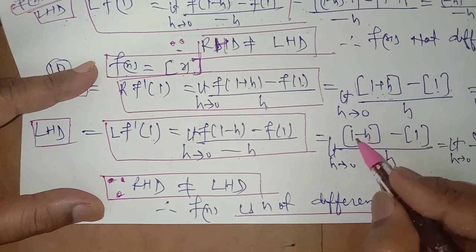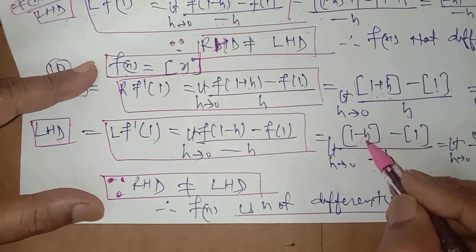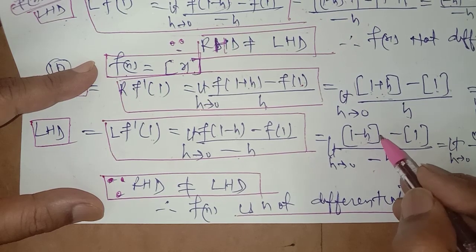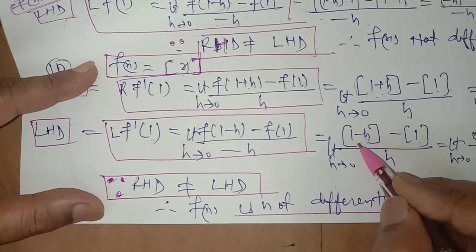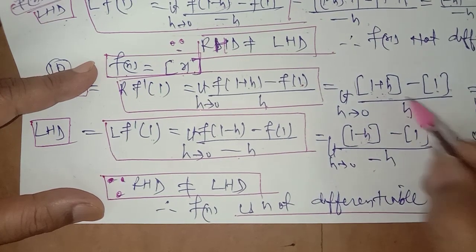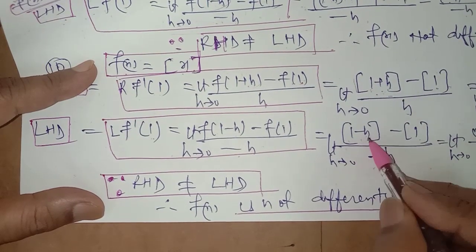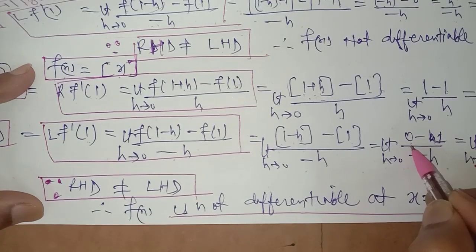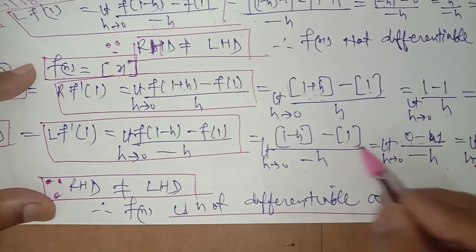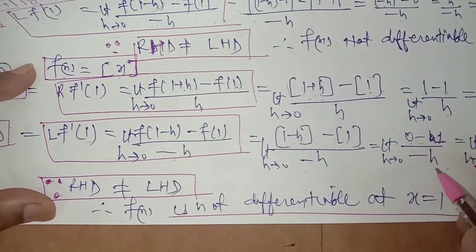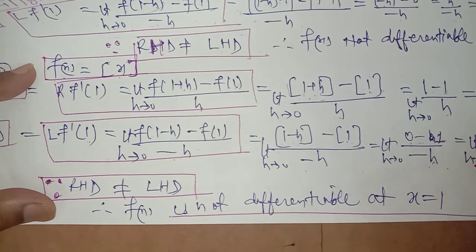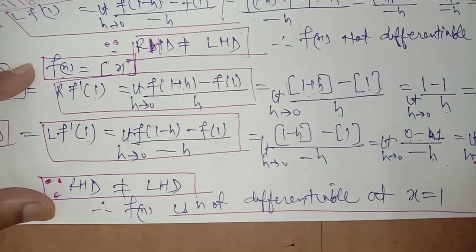I've just told that 1 minus h is less than 1, that is 0 point something, and the smaller integer than that will be 0. So it will be equal to 0. See the difference: for 1 plus h it is equal to 1 and for 1 minus h it is equal to 0. Minus 1, step function of 1 minus integer is integer, upon minus h. So 1 upon h, limit h goes to 0 will be equal to infinity.